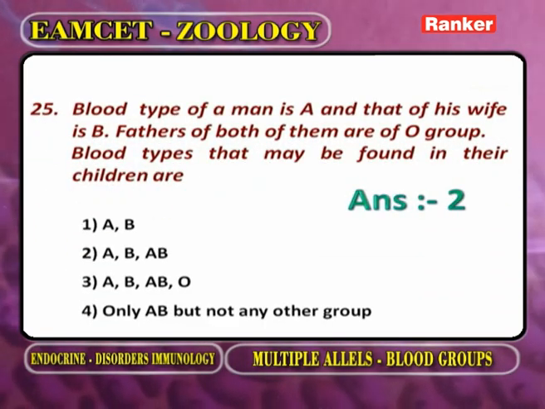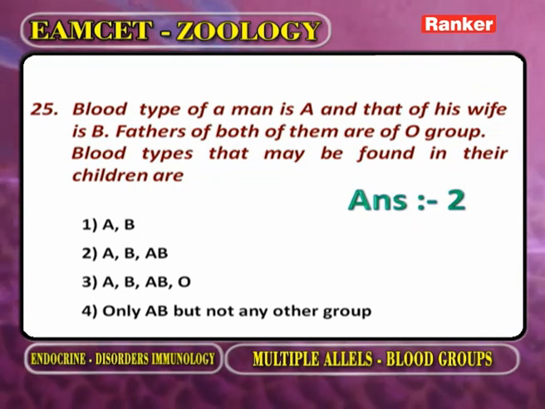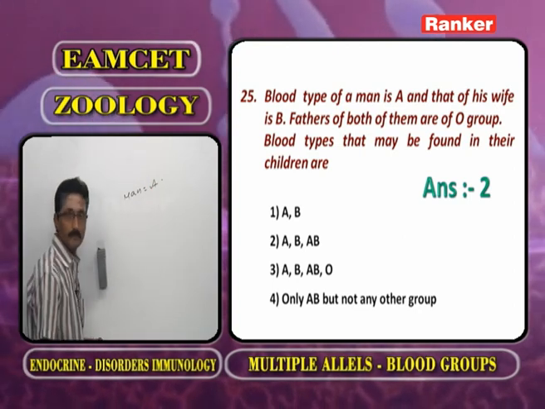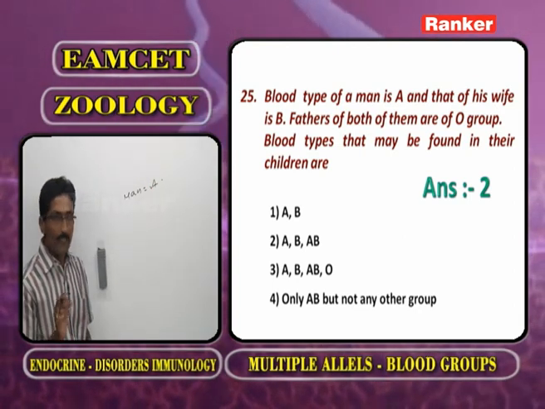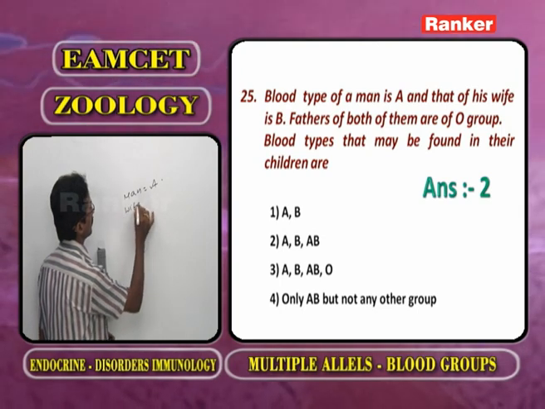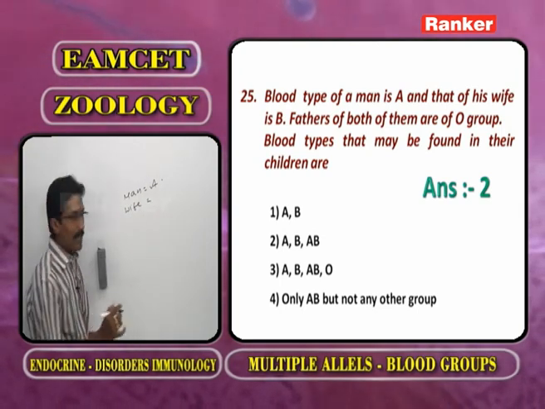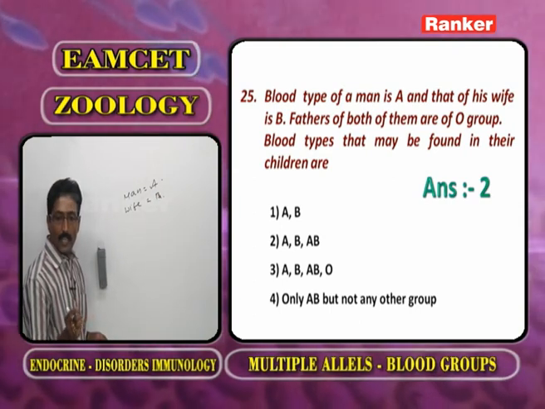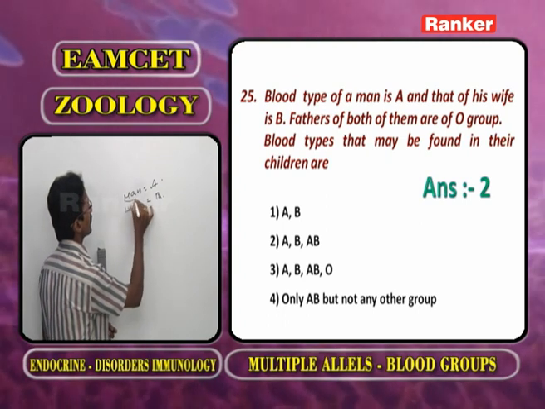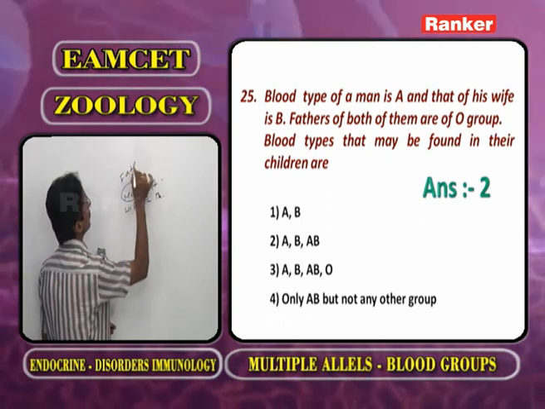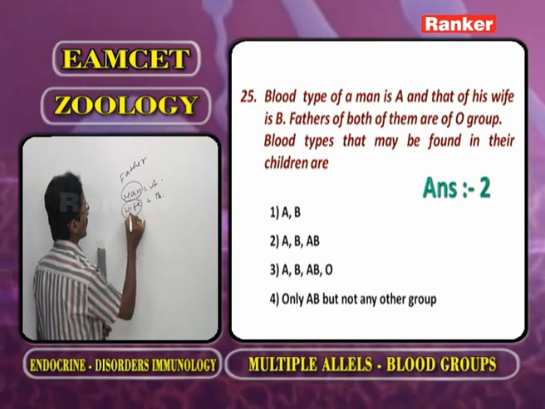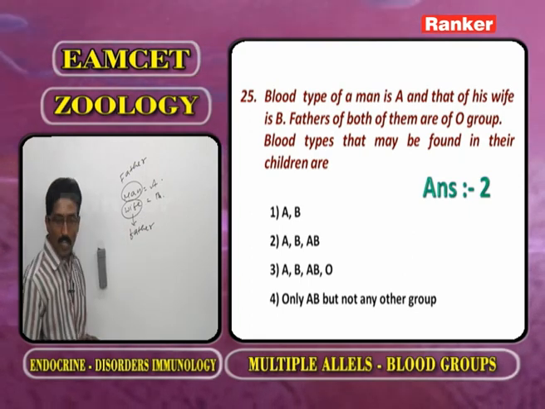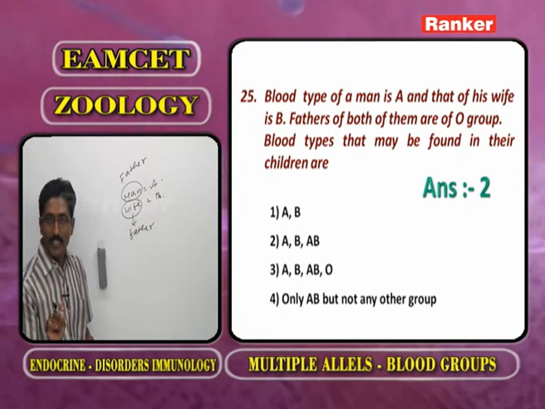You observe the question. Blood type of a man. A man's blood group is said to be A, and that of his wife, his wife's blood group is B. Now, the fathers of both of them, that means his father and her father, are both O.